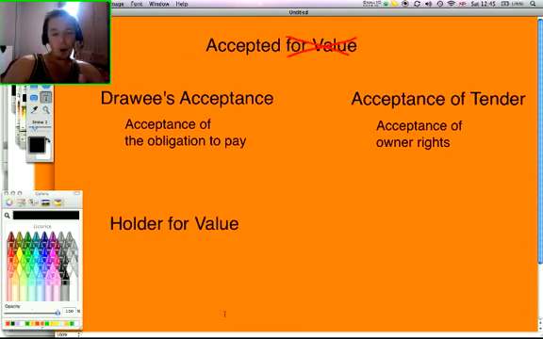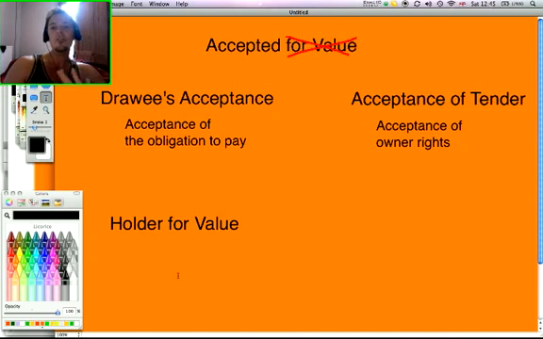Now, the holder is the person that owns the instrument. They've got the ownership rights of the instrument. They're the person entitled to be paid on the instrument. It's the holder who presents it to the drawee for the drawee to accept the obligation to pay and to pay the holder. It's the holder's instrument.